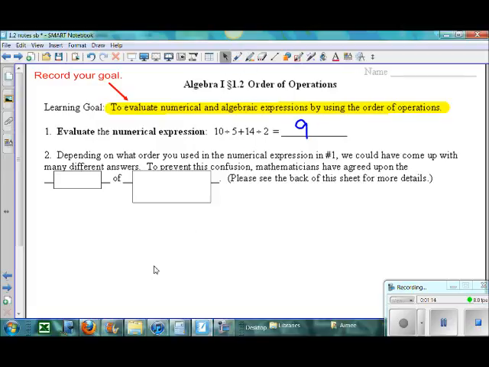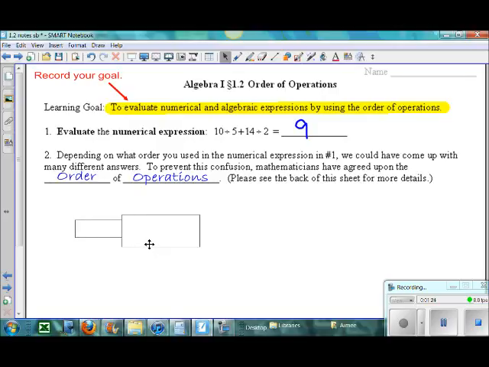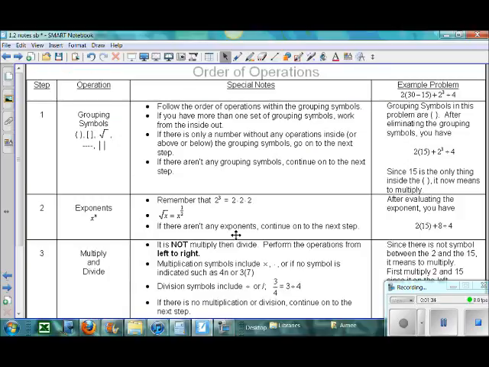So depending on what order we used in number 1, we came up with different answers. And to prevent this confusion, mathematicians have agreed upon the order of operations. If you have the copy that I made in class, this would be a back-to-back sheet. Otherwise, you are going to have 2 different sheets that you print out from Moodle. But here's the order of operations chart.